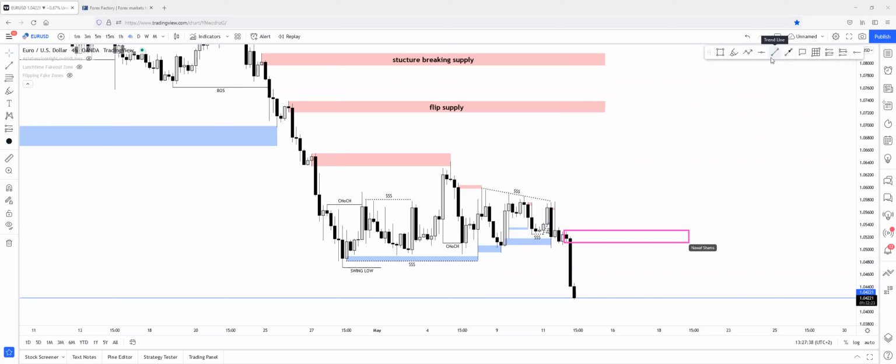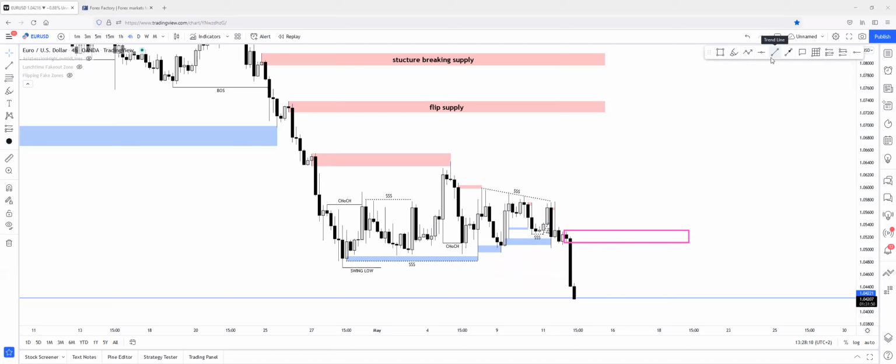Yeah, perfect. What did that supply cause? I'm asking you, Nawaf. Nawaf, can you hear me? Yeah, I can hear you. I asked you, what did that supply cause? It swept liquidity and broke structure. Exactly. Yeah, perfect. Swept all of the liquidity to the downside, and the sweep has happened from that supply zone.